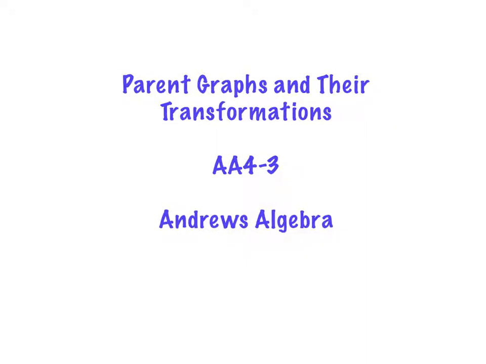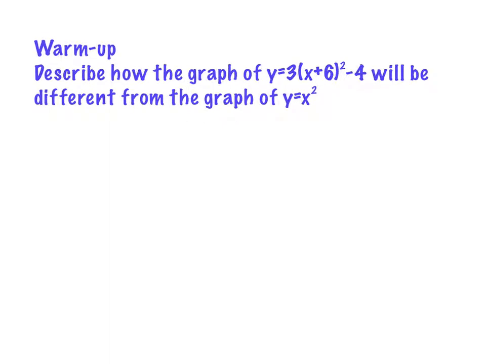All right, welcome to 4.3, parent graphs and their transformations. Mostly what we're doing in this video is going over the parent graphs, and then we'll do a couple of examples of transformations. For some of those transformations and why they work, I would check back to 4-1 when we did the parabolas. So first off, we are going to review how the graph of 3 times (x plus 6) squared minus 4 is different from y equals x squared.